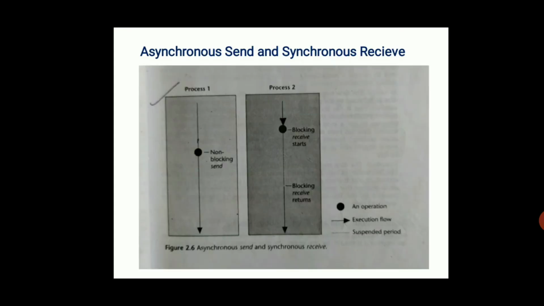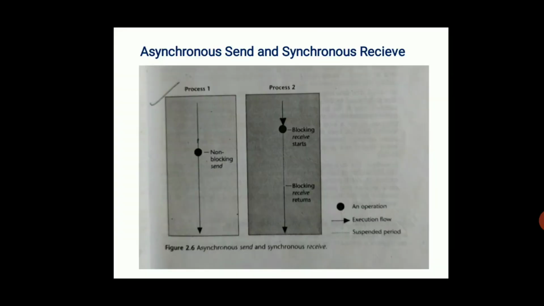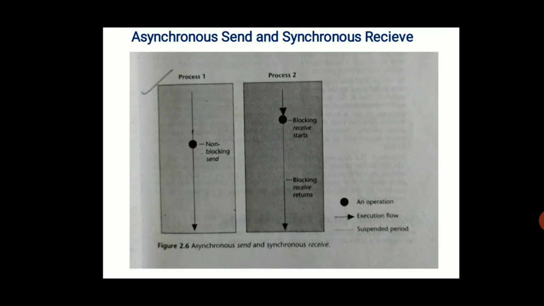So now, asynchronous send and synchronous receive. Asynchronous send and synchronous receive. See, with asynchronous send there is no blocking, and with synchronous receive, the dotted line indicates the blocking. Here the receive operation issued will cause the suspension of the issuing process until data is received to fulfill the operation. So process 2 is the receive operation, and the receive operation has been blocked.